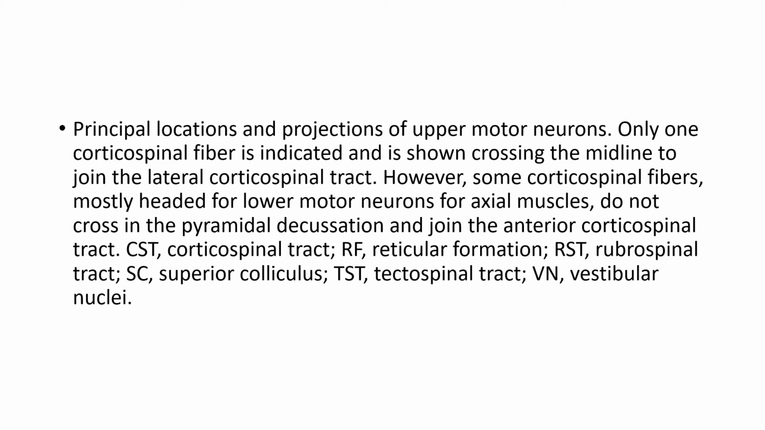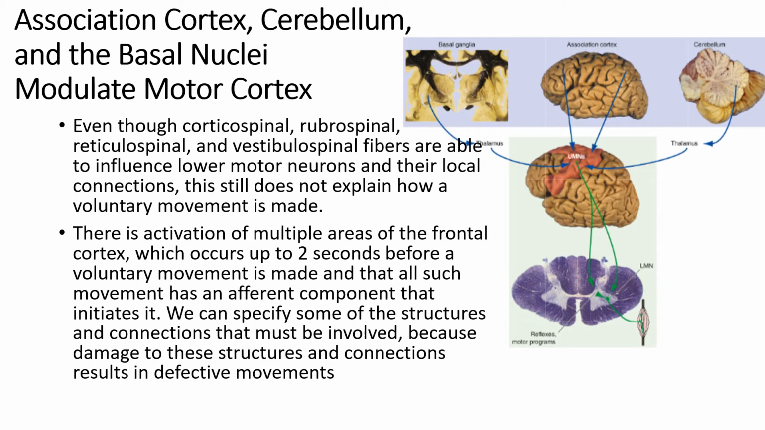Principal locations and projections of upper motor neurons. Only one corticospinal fiber is indicated and is shown crossing the midline to join the lateral corticospinal tract. However, some corticospinal fibers, mostly headed for lower motor neurons for axial muscles, do not cross in the pyramidal decussation and join the anterior corticospinal tract. And then those abbreviations are for the pictures in the book. Okay.